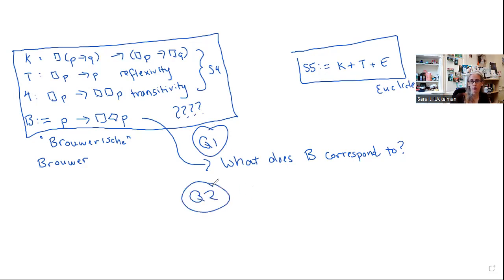And question two, or project two, is show that if you have K plus T plus B plus 4, you can derive the E axiom. And also show that if you have K plus T plus E, you can derive the B axiom. Along with B, we also need to prove 4. These are the two projects that we will do in the next videos.